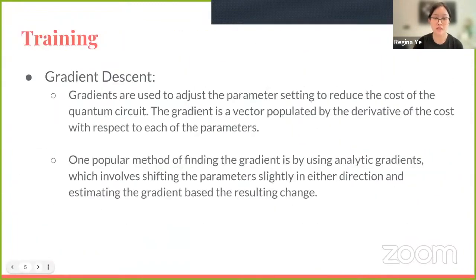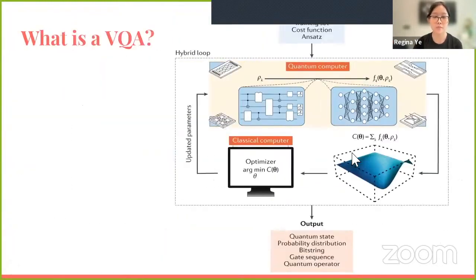And next, for training, gradient descent is used to train the VQA. The gradient is essentially a vector that points us in the direction of the parameter space that would decrease the cost. So if we take a look back at the graphic on the previous slide, you can see the blue graph on the bottom right. This is just one example of how the cost might vary with different parameter settings, but for different problems, this graph might look different. One of the dimensions of the graph is the cost, and each of the other dimensions of the graph is each of the different parameters.